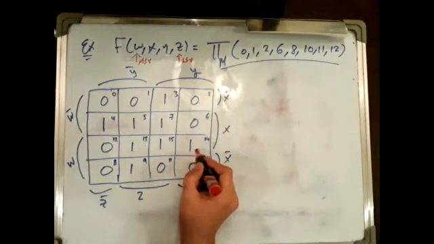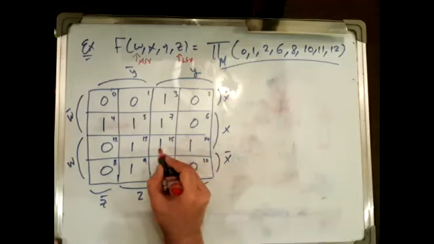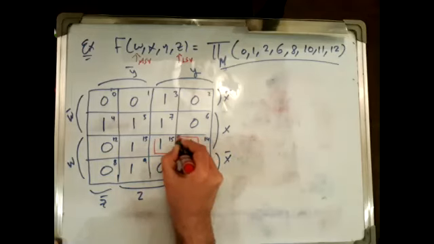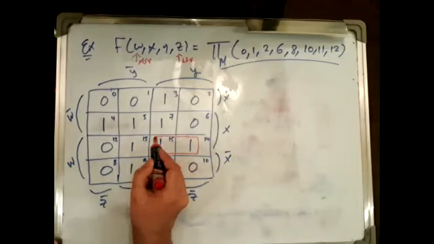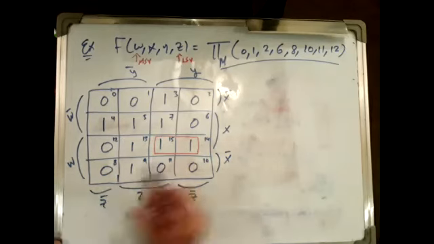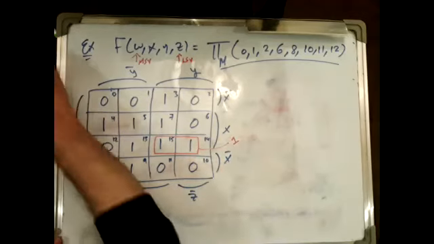Of course, it is not this one, because this one is adjacent to this one. We can put them together like this, right? We can put them like this. We cannot make it bigger to include this one because this will make the number of ones 3, which is not power of 2. So this is prime implicant number 1. It is the largest rectangle on this map.